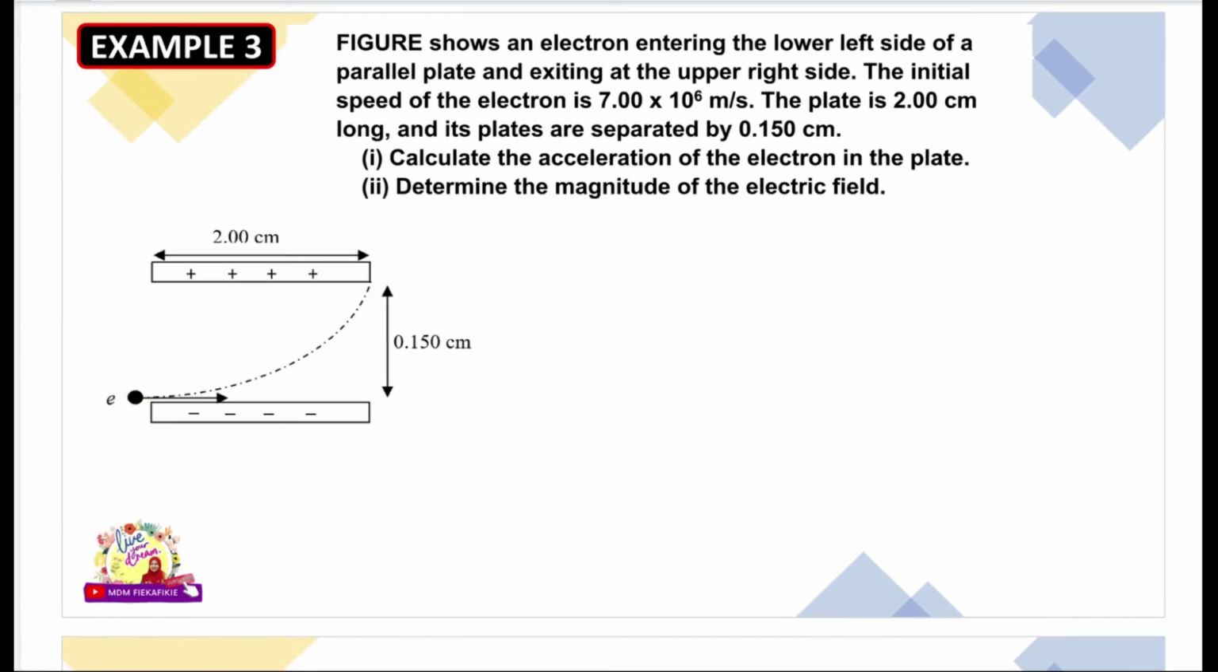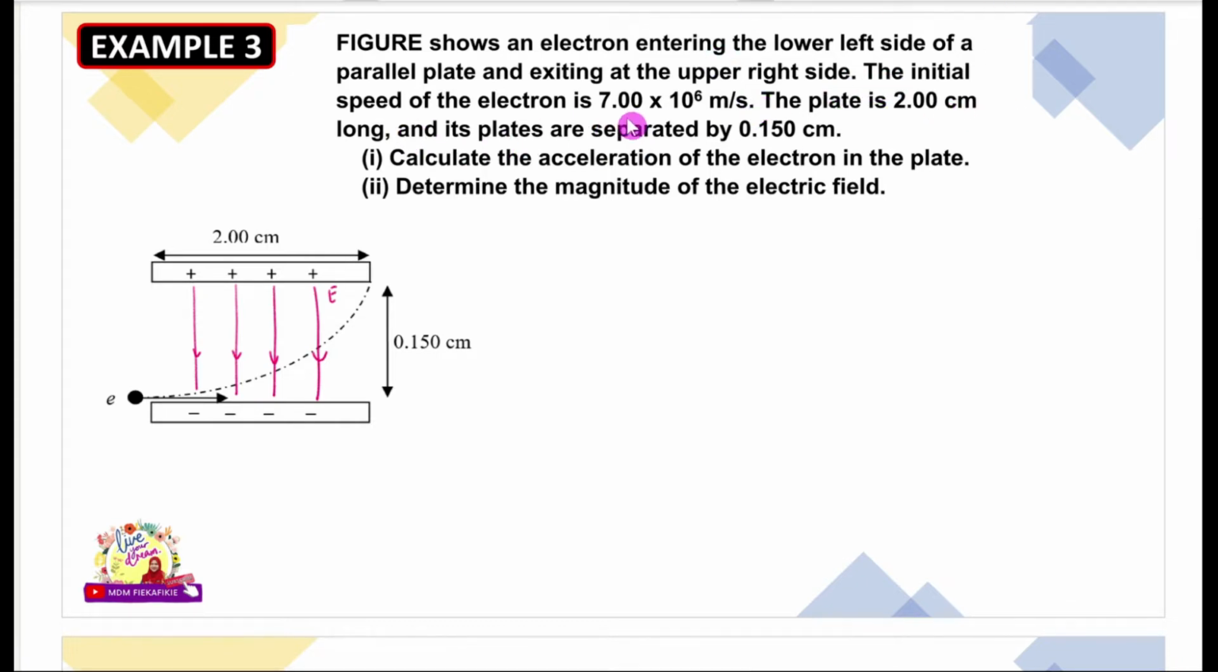Alright, example number 3. So here we have a figure shows an electron entering the lower left side of a parallel plate and exiting at the upper right side. Okay, so this is the electron entering the electric field. Alright, so kita ada electric field between the plate. Okay, so kita lukislah, contohlah ini electric field. Okay, the direction of the electric field must be from positive plate to negative plate.